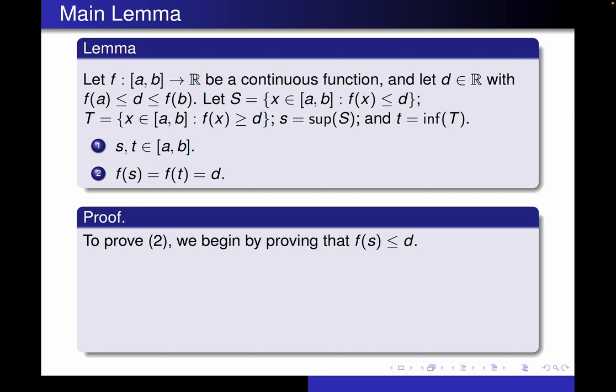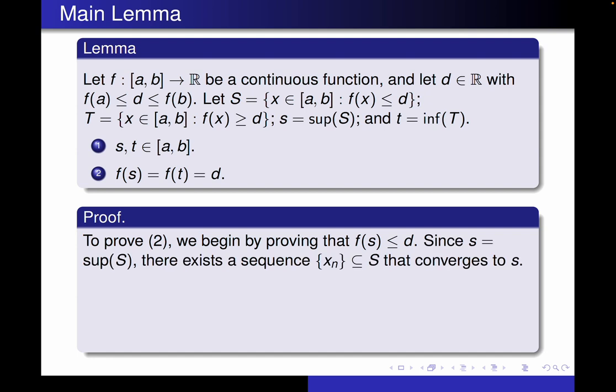All right, but first of all, we want to just show that f of s is less than or equal to d. Well, remember, s is the supremum of the set big S, right? So by that nice lemma that we've used more than once, there has to be a sequence in S that converges to little s. That's for any set. There's always a sequence that converges to its supremum.